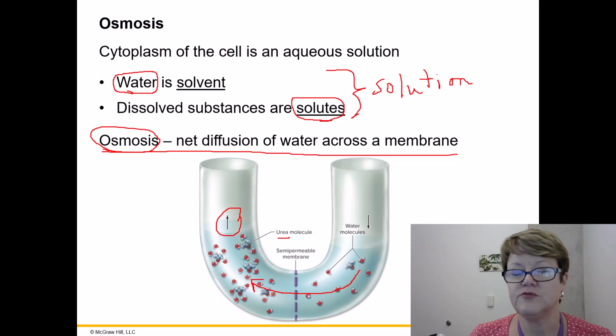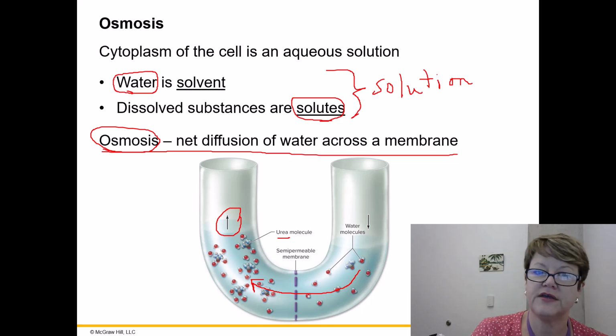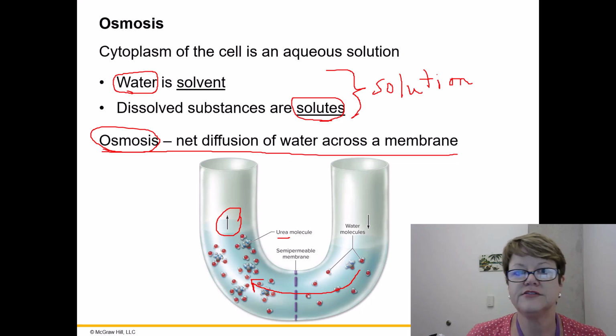So it follows the same rule that any diffusion follows. It's the diffusion of water across a membrane, and it always goes from its area of higher concentration towards its area of lower concentration, and by that I mean water's area of lower concentration. And the concentration of water is always inversely related to the concentration of solute.